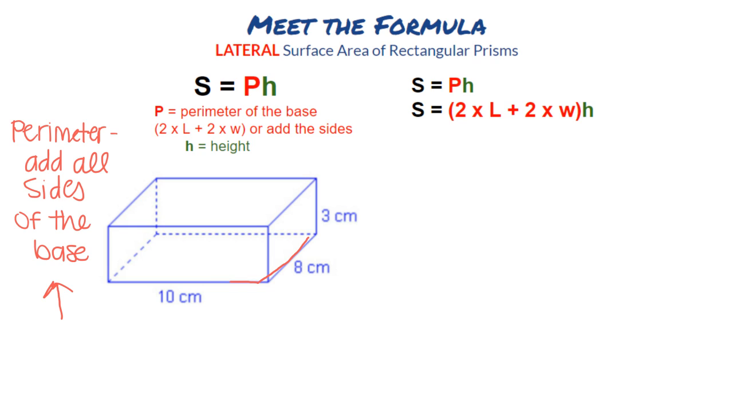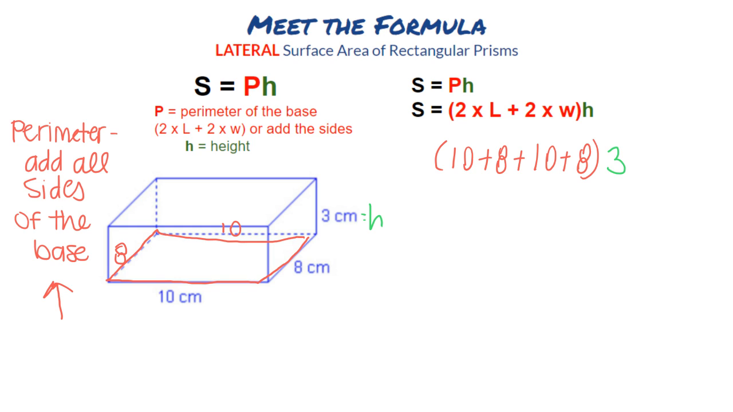So my base is a 10 by 8 rectangle. So to find perimeter, I will do 10 plus 8 plus another 10 plus 8. The reason is because on the other side here, I have another 10, and on the other side over here, I have another 8. So I'm just basically adding all these four numbers together. Then I will multiply that answer by the height, and the height is equal to 3.